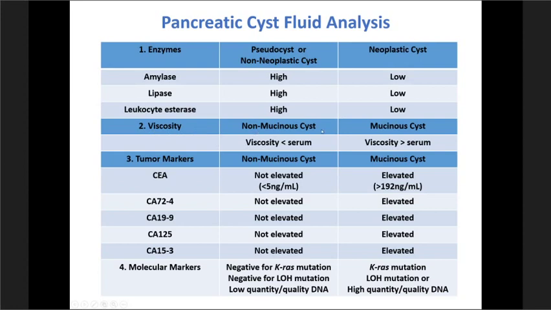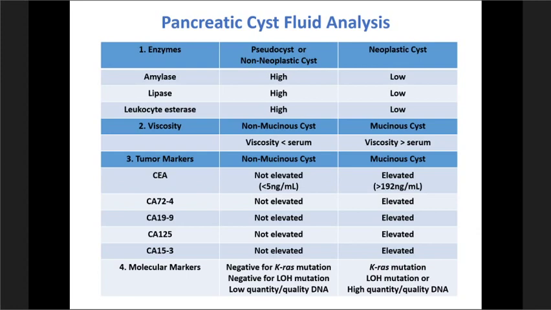So viscosity, remember, non-mucinous cyst, viscosity would be less than what serum would feel like when you make a smear, and mucinous cyst, it would be very viscous. Similarly, tumor markers such as CEA, non-mucinous cyst, not elevated, and elevated for mucinous cysts such as IPMNs. This is the cutoff, that is 192 nanograms. But remember, this is lab dependent, and you can validate your own specimen, then the number for that may be much lower than this published number of 192 nanograms.